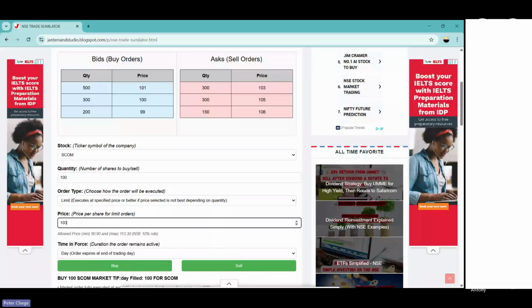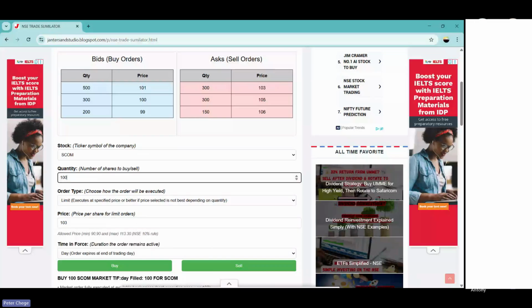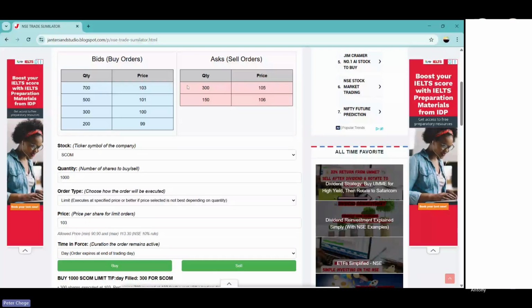We see the balance, how it is converted. Then we say day order is only valid for that day. So let me submit. Notice it picked the available 300 at 103. The balance was skewed on the bid side. So we pushed 101 down, then 103 is skewed at the top. So you can play around with it and observe what happens on this screen.